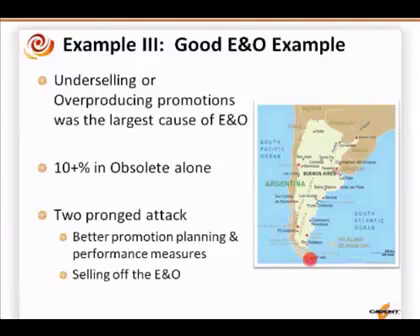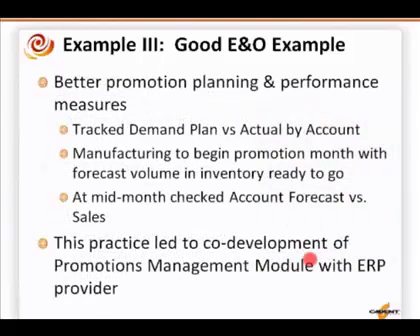The analysis showed that underselling or overproducing promotions was the largest cause of E&O, and mostly it was underselling. But there were also cases of overproducing. 10+% was obsolete alone, and so the attack here was a two-pronged attack. We want to look at better promotion planning and execution and putting in some performance measures to ensure the execution. So that was a strategy not to create more E&O, and then for the E&O we had, selling it off.